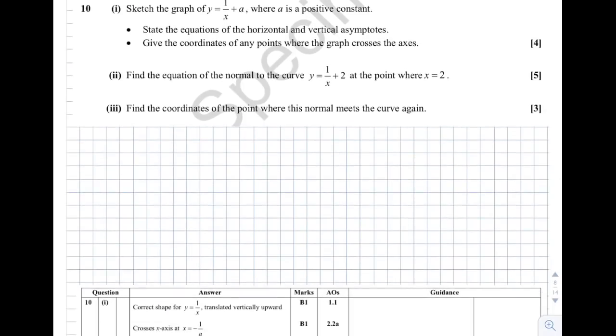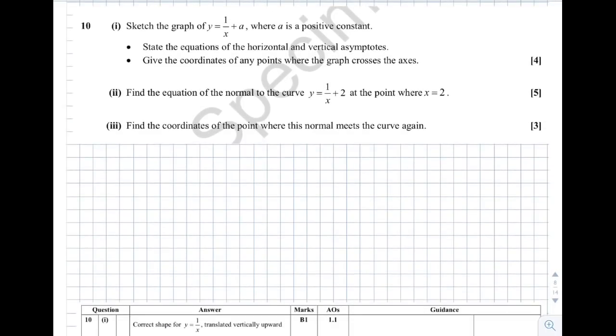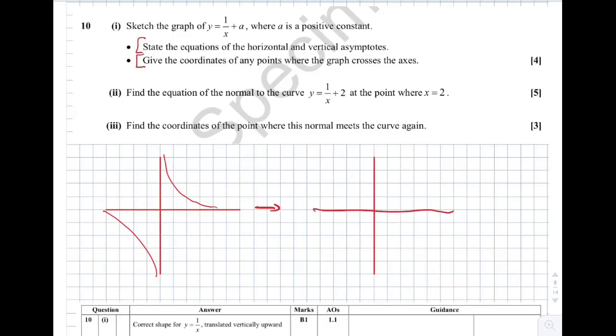Okay, 10, part 1. First off, sketch the graph of 1 over x plus a, where a is a positive constant. They want us to state the equations of any horizontal and vertical asymptotes, and give the coordinates of any point where the graph crosses the x-axis. Hopefully you know that the graph of 1 over x looks like that, which has asymptotes at x equals 0 and y equals 0. Now, if we add a, it's going to move up by a units. So the horizontal asymptote that was at 0 is now at y equals a, but the one at x equals 0 hasn't moved. It's still on the y-axis, so it's going to look like that.